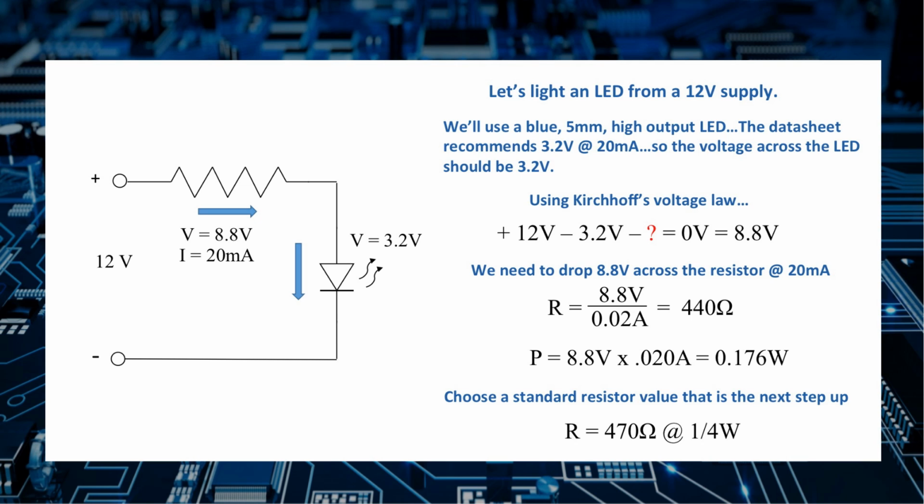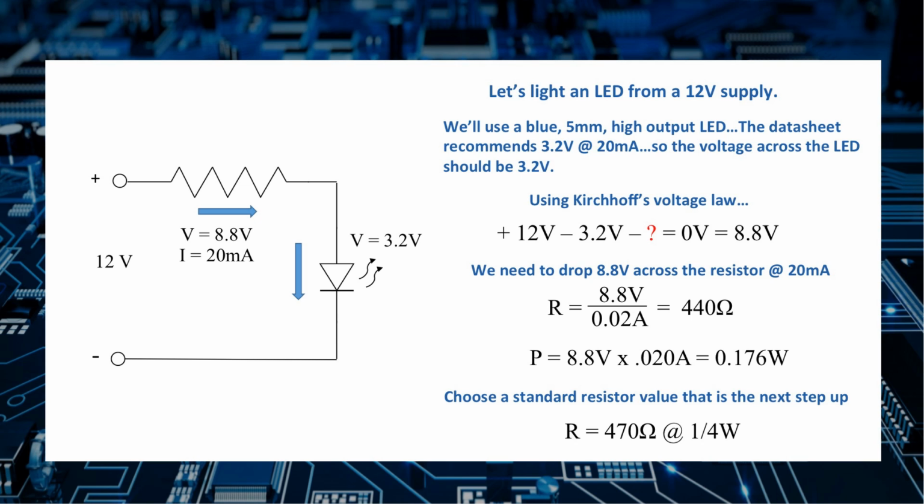I wonder what component we could use that would drop the voltage. You got it, a resistor. We're going to put a series dropping resistor in with the diode. Here's the schematic. The data sheet for the blue LED recommends that it be powered with 3.2 volts at 20 milliamps. That means we need to drop the remainder of the voltage across the resistor.